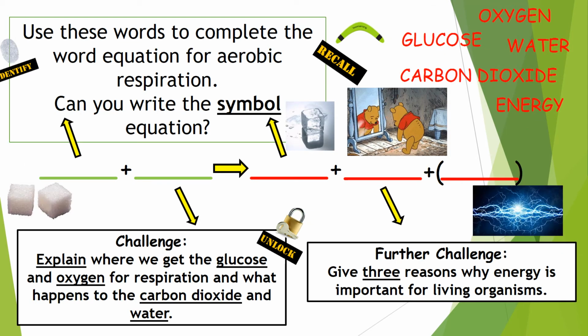Right, take a second. Fill in your word equation, then write the symbol equation underneath, and explain where we get the glucose and oxygen for respiration from, what happens to the CO2 and water, and give the 3 reasons why the energy is important for all living things. Keywords are on the top right hand of your screen. Pause now and complete the activity.